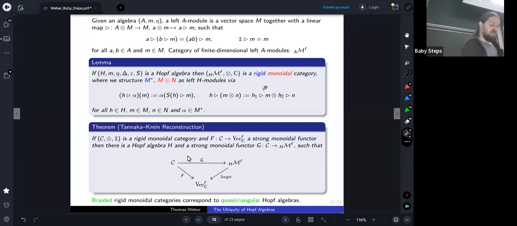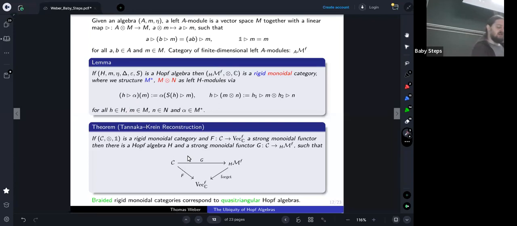So what this means, in formal terms, is you get a rigid monoidal category, where rigid stands for the dual and monoidal stands for the tensor product. So what we have to show is that if we have some left H modules M, then also the dual module is a left H module, and also the tensor product is a left H module. This is how you do this.